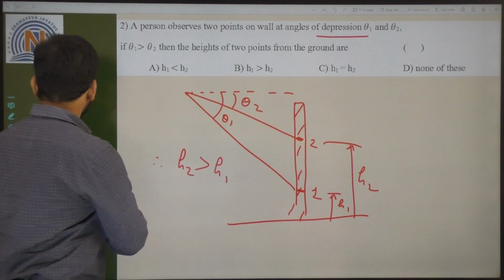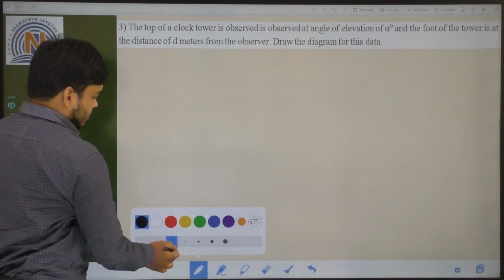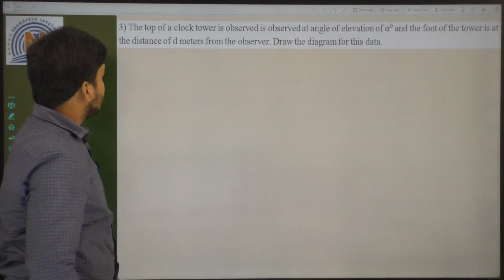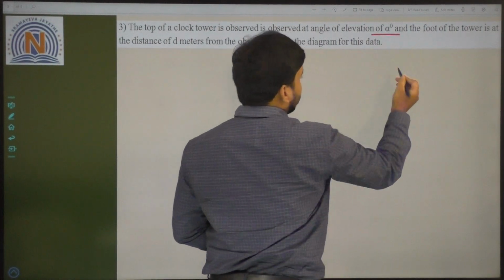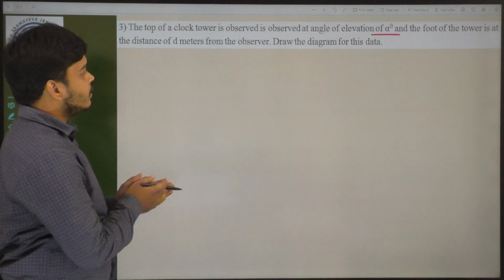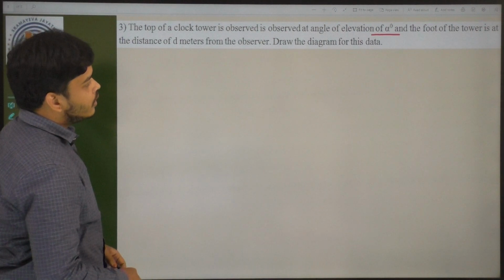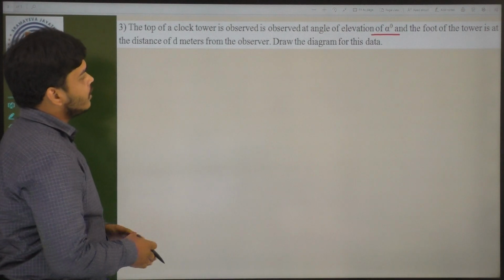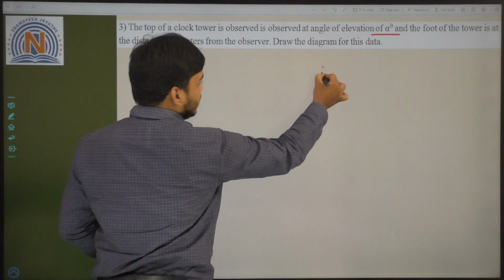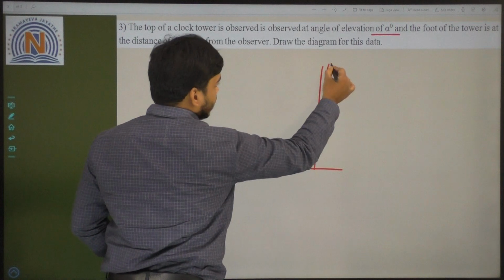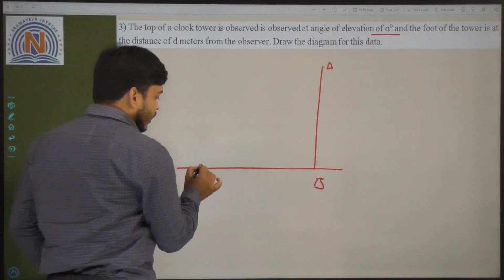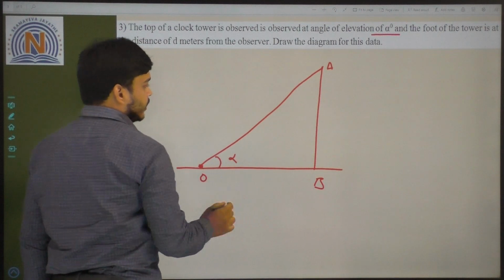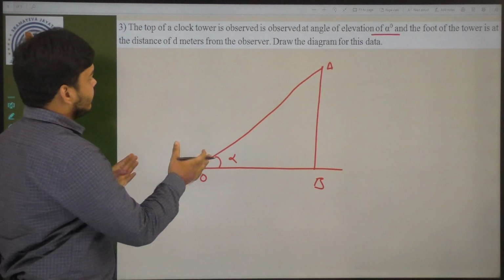So now coming to the next problem. The top of a clock tower is observed at an angle of elevation alpha degrees. The foot of the tower is at a distance of d meters from the observer. Let us take this as the ground level and AB as the height of the tower, and point O is the observer, who is observing at an angle of elevation alpha. This is the diagram that is given.